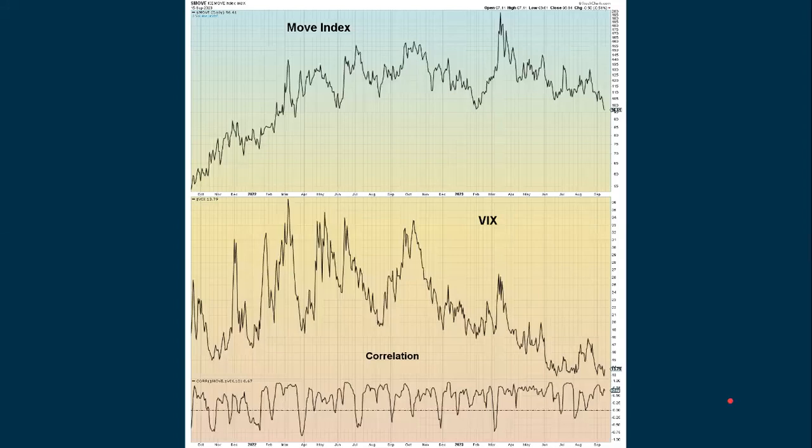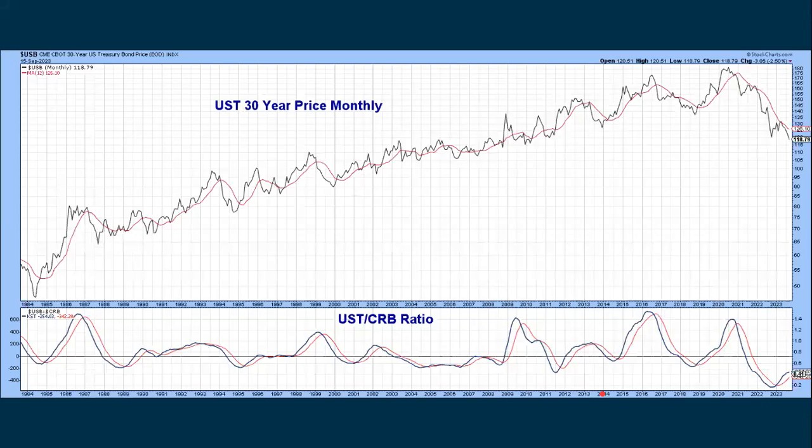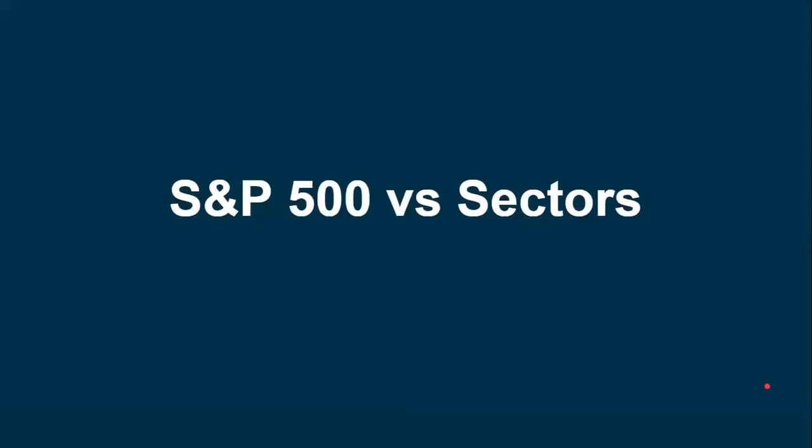Looking at the MOVE index, which measures the volatility of bonds, we compare that with the VIX, which measures the volatility of stocks, and we see that they have a fairly high correlation to each other. We look at the 30-year price of the bond on a monthly chart, and we compare that with the CRB. Even though the CRB is seeing strength and the 30-year bond based on price is seeing weakness, we're seeing it really going down here. Bonds are still outperforming the CRB index. This is a monthly chart, so it's going to take a while for this to switch.